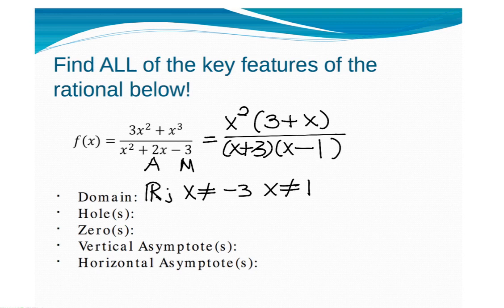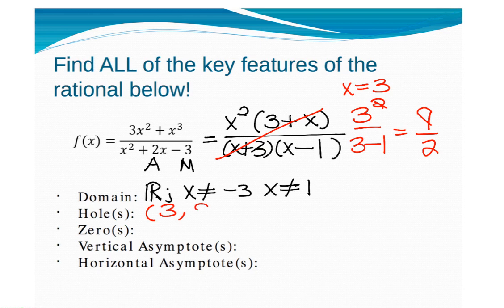The next thing I'm going to look at is what cancels. Well, I have an x plus 3 and a 3 plus x. Remember, commutative property, if we switch them, they're both x plus 3. So those are going to cancel, and I'm going to have x equals -3 for my hole, and when I plug in -3, I can find my y value. So I have 3 squared over 3 minus 1. So I end up with 9 over 2 as my y value. So my hole is going to be at 3, 9 halves.